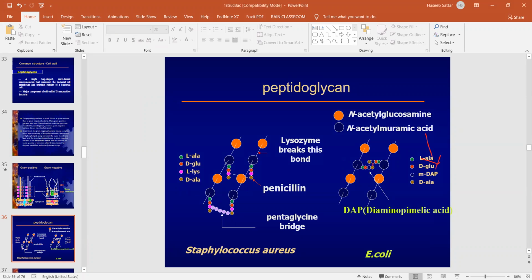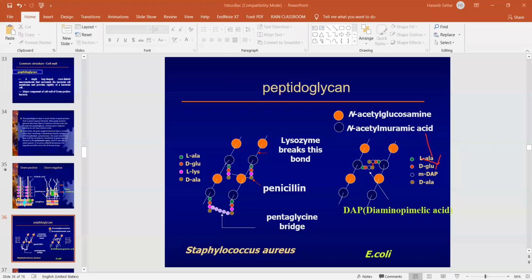Yes, Lavashri. So N-acetyl muramic acid has an attachment of tetrapeptides, because four amino acids are attached, and the type of amino acid differs between species as well as between bacteria. So different bacteria have different types of amino acid.